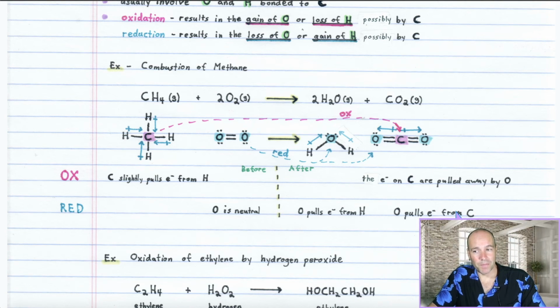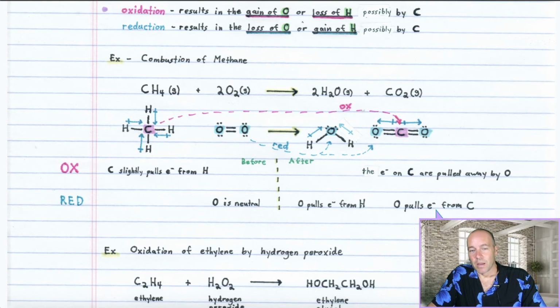So now, let's go back and compare what carbon was like in the reactants versus what it's like in the products. In the reactant side, carbon has a slightly extra electron density, and in the product side, it's missing electron density. So, carbon's kind of lost some of its electron density, and that's oxidation.